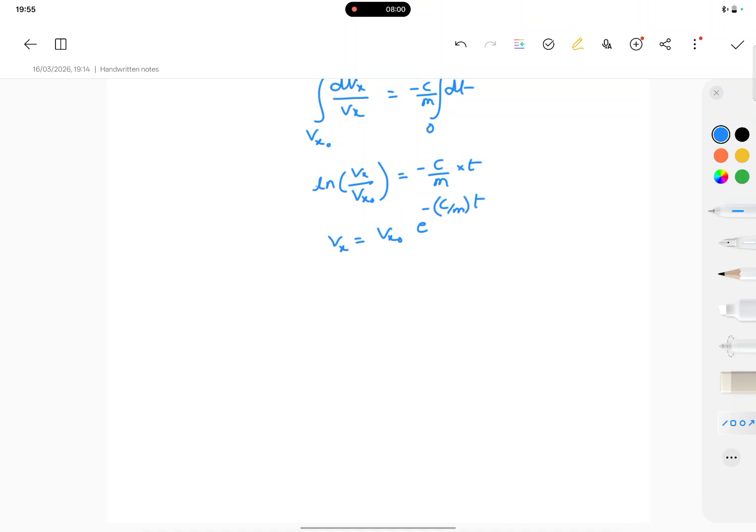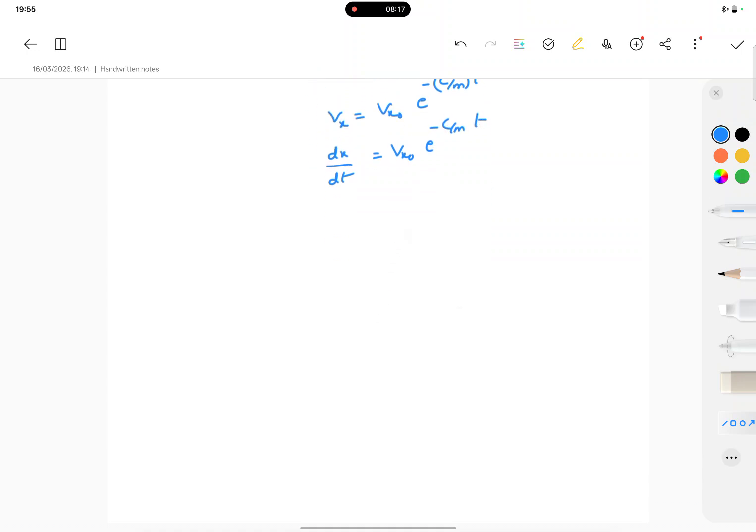Integrate on both sides. For that we have to convert this vx in terms of the x coordinate, that is dx by dt, and then do integration. dx by dt equals vx naught e power minus c by m t, so this can be written as dx equal to vx naught e power minus c by m t dt. Do integration on both sides. At 0th time we have coordinate 0, at t time we have coordinate x.